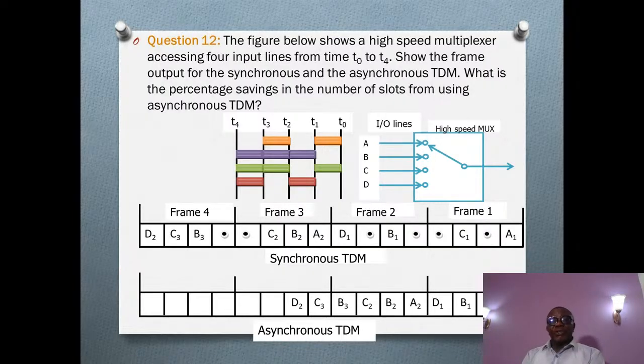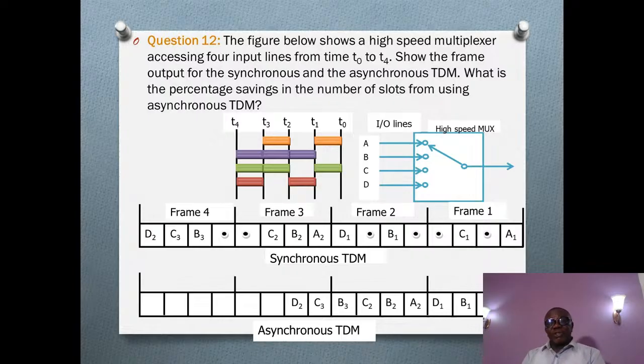It goes back to T1. From T1 to T2, the input terminal A has nothing to transmit. So instead of leaving it, it still transmits an empty space. For B, T1 to T2, it sees the first data, which is that purple. So it calls it B1 because that is the first data it is getting in the B channel.